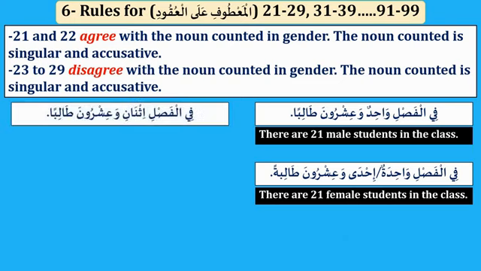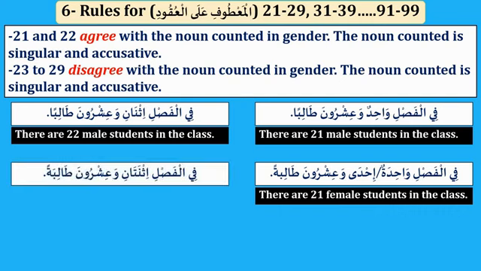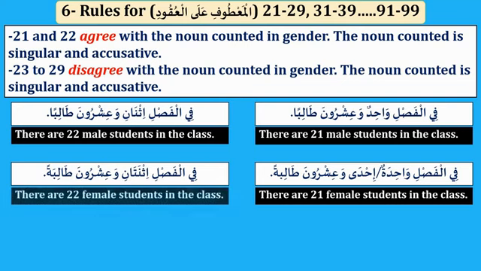في الفصل 22 طالبا. There are 22 male students in the class. في الفصل 22 طالبة. There are 22 female students in the class. As we see, the number is the same gender as the noun counted. The number agrees with the noun. عشرون remains the same for all gender, for both genders.